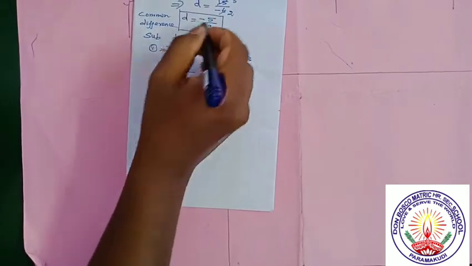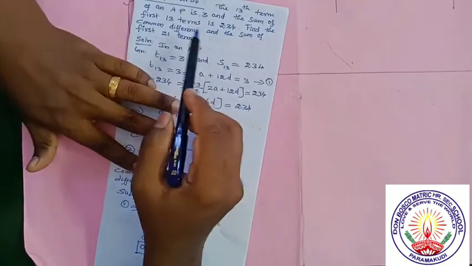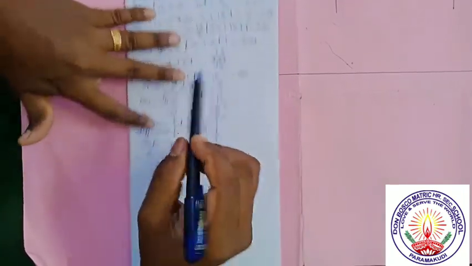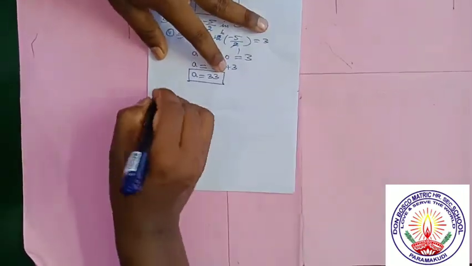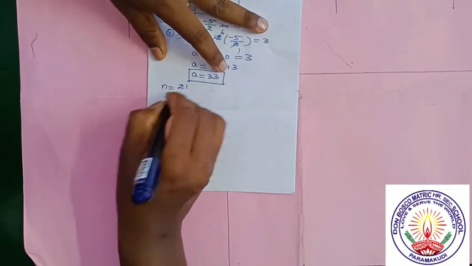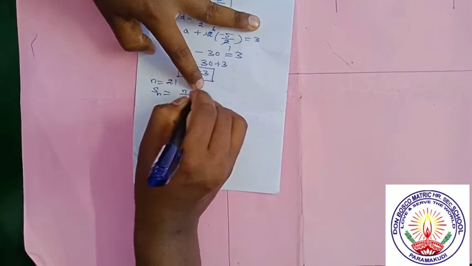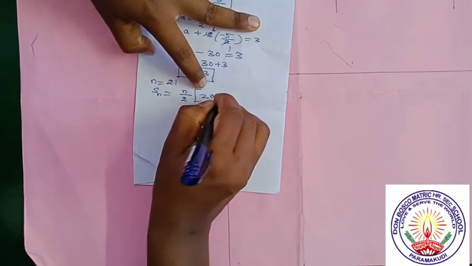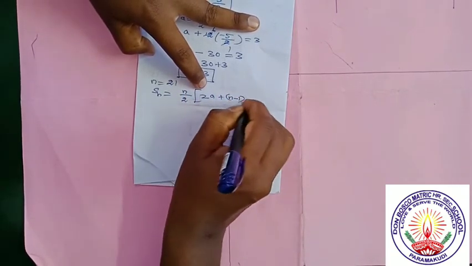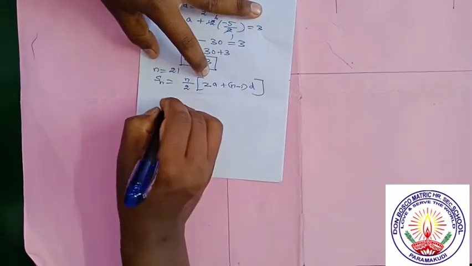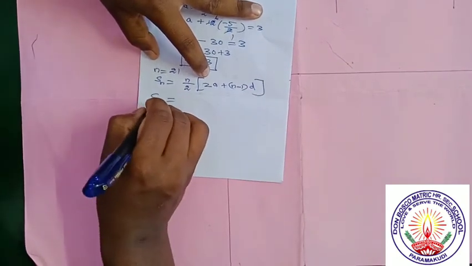So a is equal to 33, d is equal to minus 5 by 2. Our question is the sum of first 21 terms, so n is equal to 21. Sn is equal to n by 2 into 2a plus n minus 1 into d, which is S21.